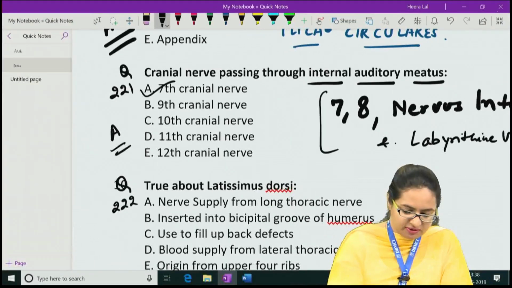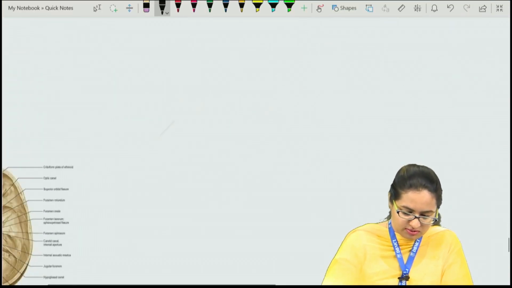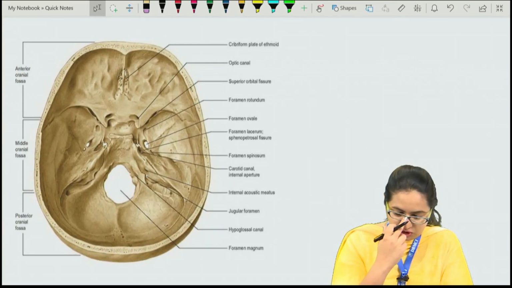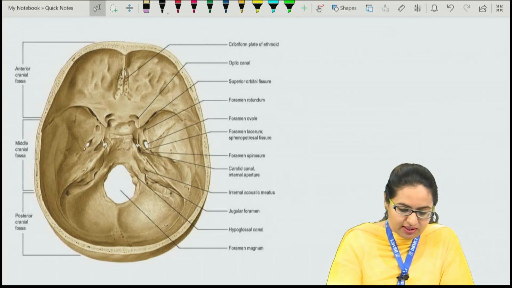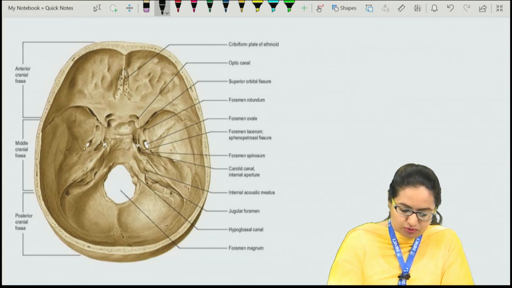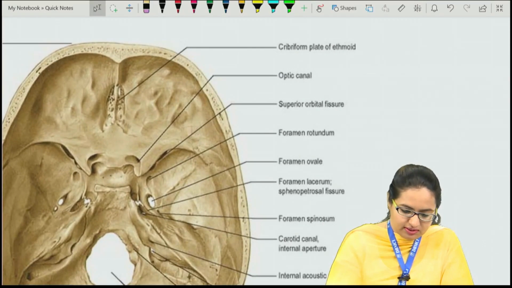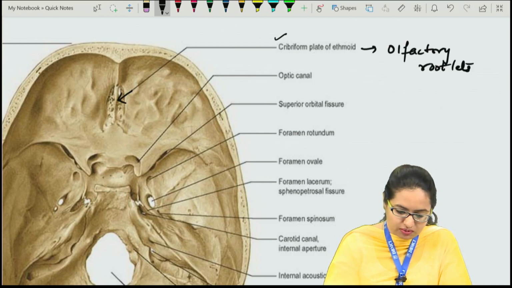Now if you see the various other foramina present in the cranial fossa, this is a picture of the cranial cavity, showing the interior aspect with the anterior cranial fossa, middle cranial fossa and the posterior cranial fossa. If we focus on the anterior cranial fossa, at this side is the cribriform plate of the ethmoid, and through this pass the rootlets of the olfactory nerve.